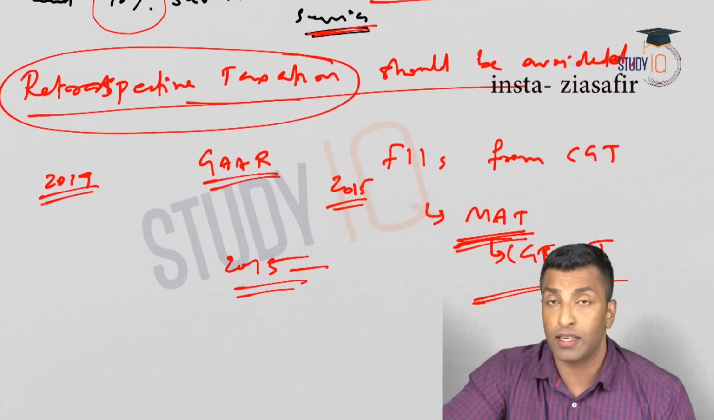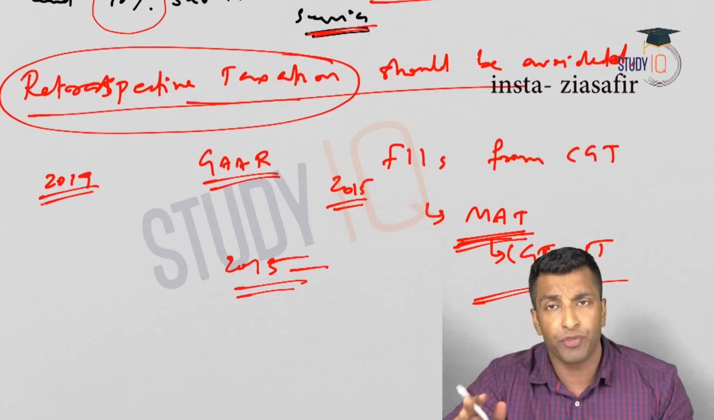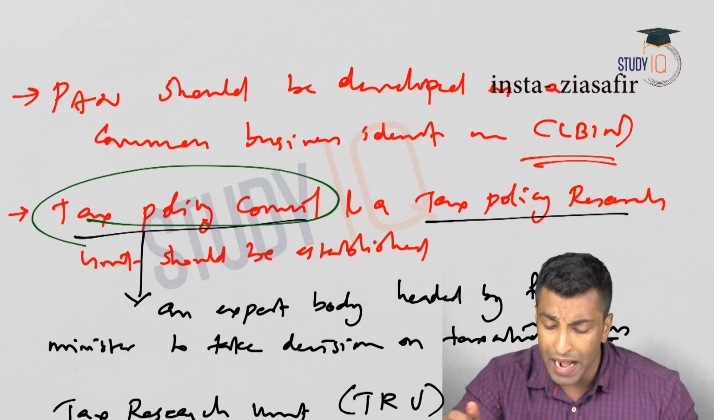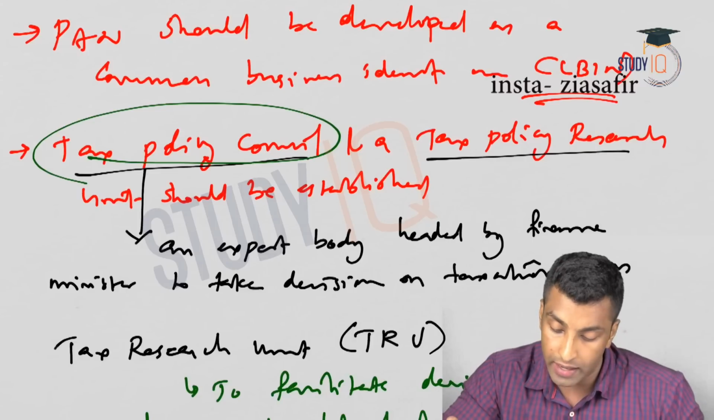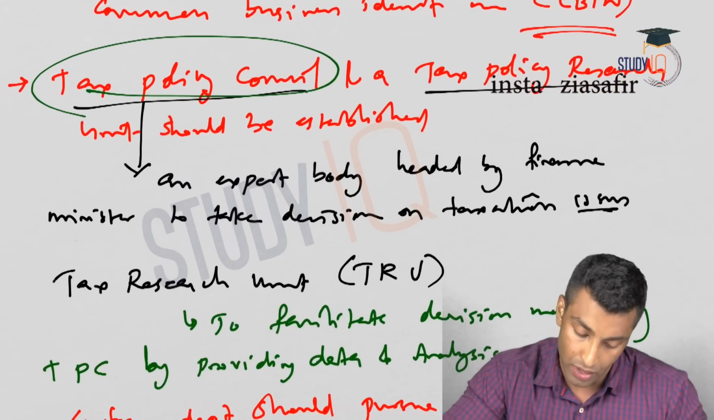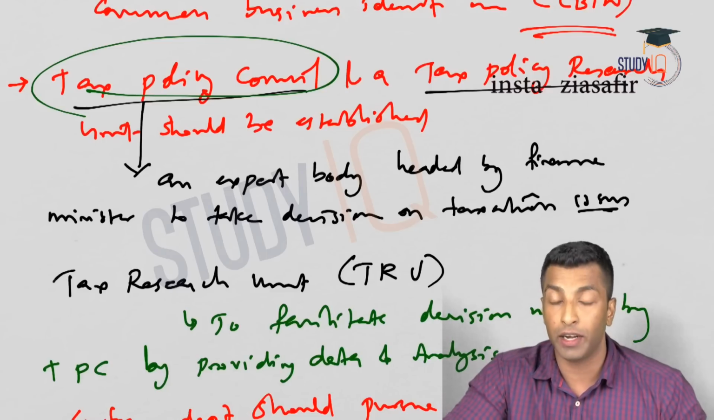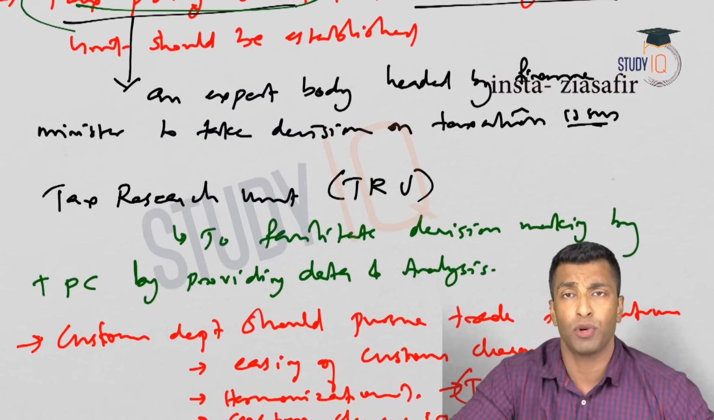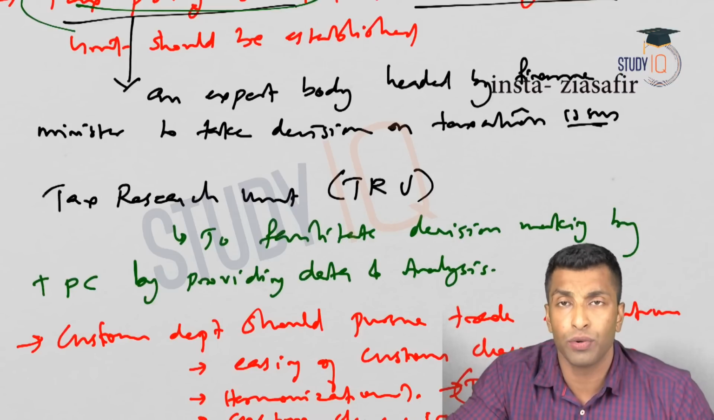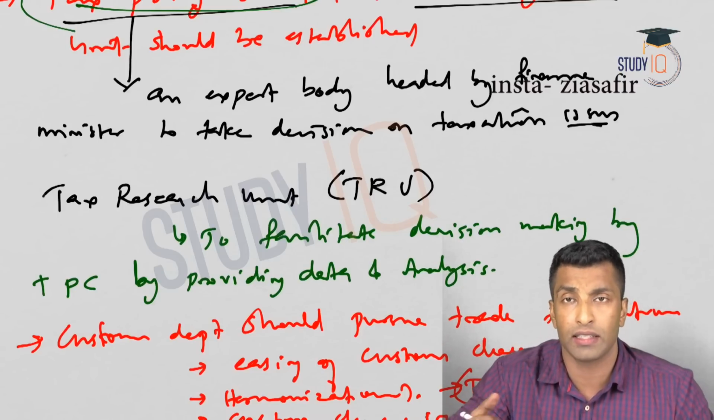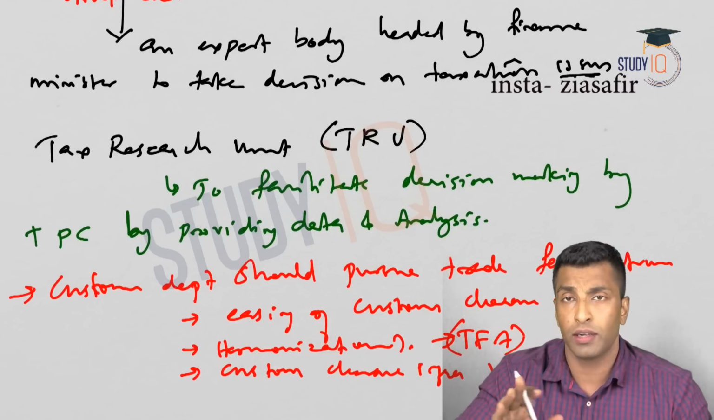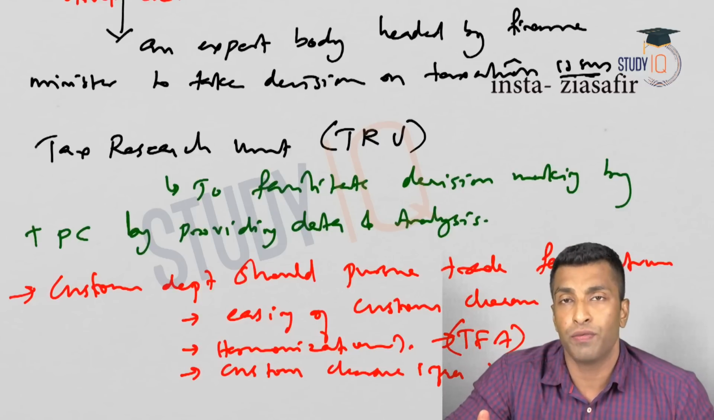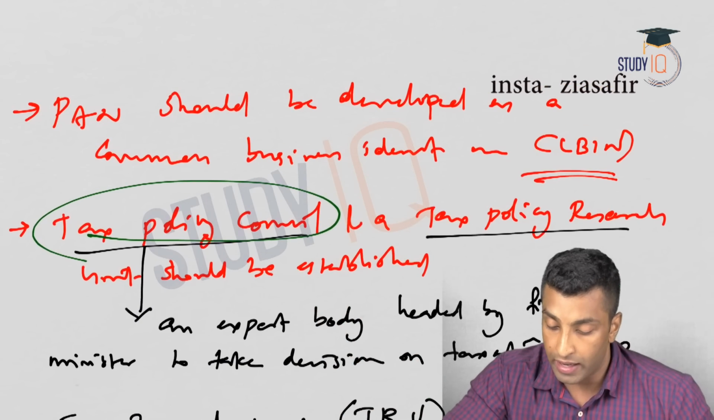Okay, and then we have discussed retrospective taxation should be avoided. I've told you what is retrospective taxation, and then PAN should be developed as a common business identity. Okay, so you have to have a common business identity. Then a tax policy council and a tax policy research unit to be established. The tax research unit, TRU, is already set up by the government to support the TPC. Okay, then the customs department should pursue trade facilitation. So these are the recommendations.